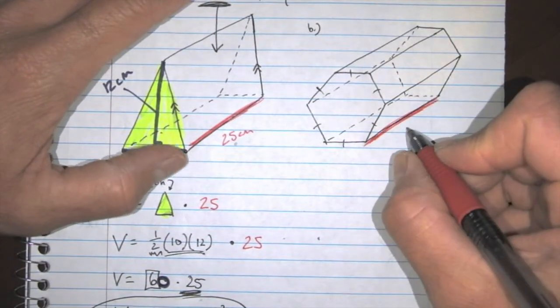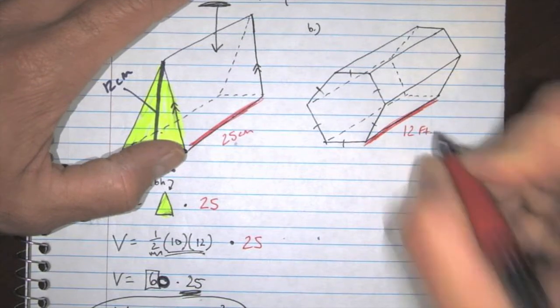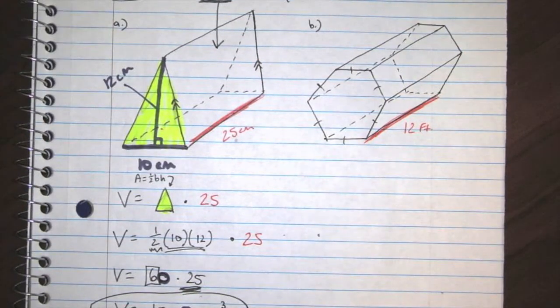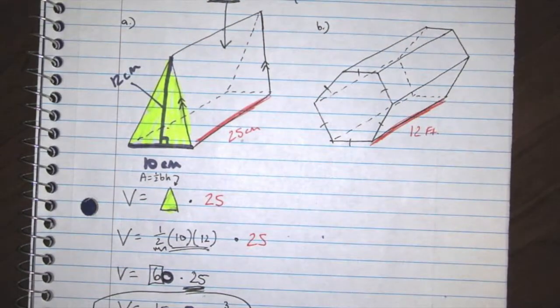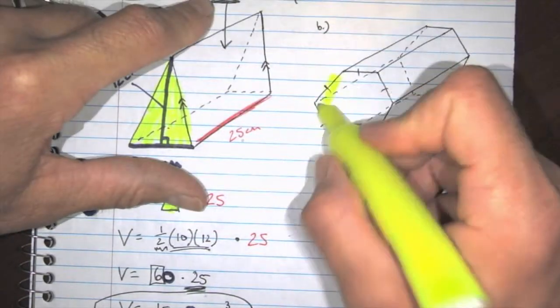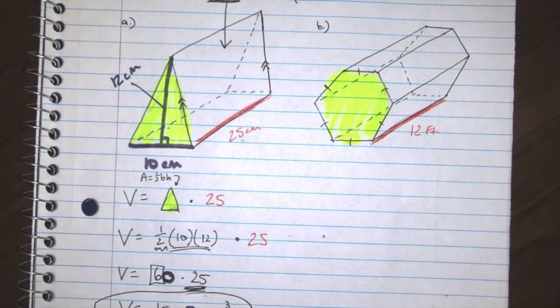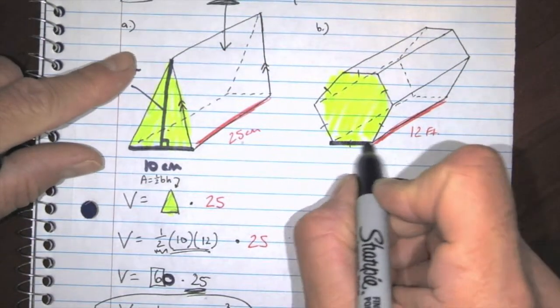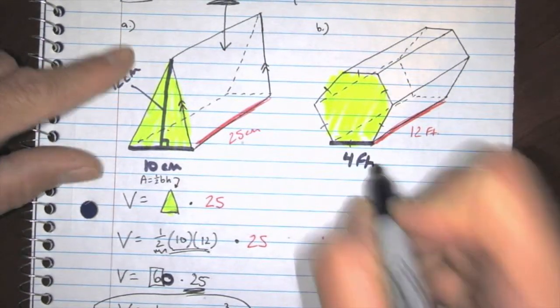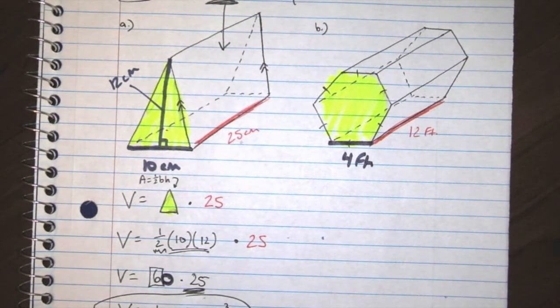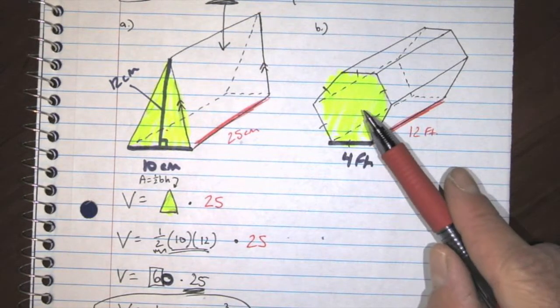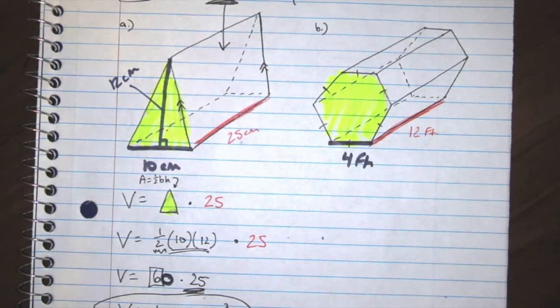They'll give you the height. Let's say it's 12 feet. But to find the area of that base, to find the area of that hexagon, they're going to do something just wild. They're going to give you that side and that side only, 4 feet. And they're going to expect you to find the area of this hexagon with just that information.